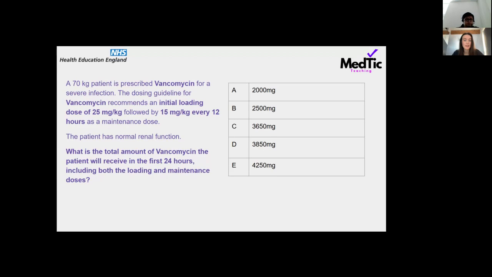So the next question is: a 70-kilo patient is prescribed vancomycin for a severe infection. The dosing guideline for vancomycin recommends an initial loading dose of 25 milligrams per kilogram, followed by 15 milligrams per kilogram every 12 hours, and that is the maintenance dose. It's just worth mentioning that the patient has normal renal function. What is the total amount of vancomycin the patient will receive in the first 24 hours? So that includes the loading and the maintenance doses. I'll give you about a minute to sort this one out.